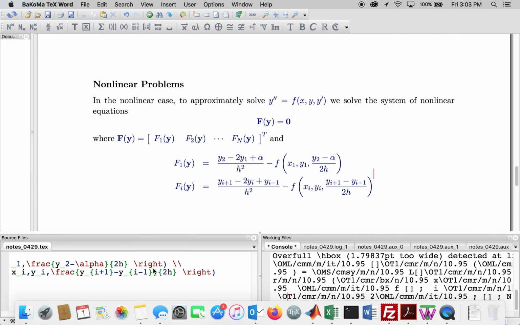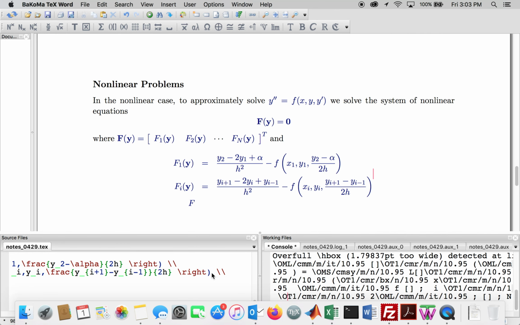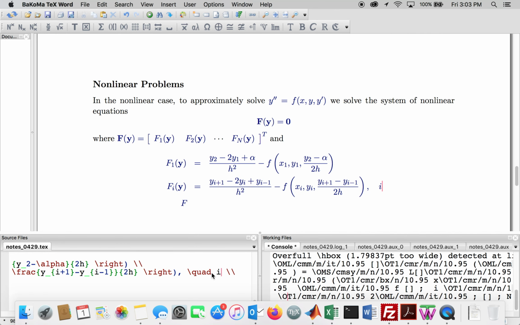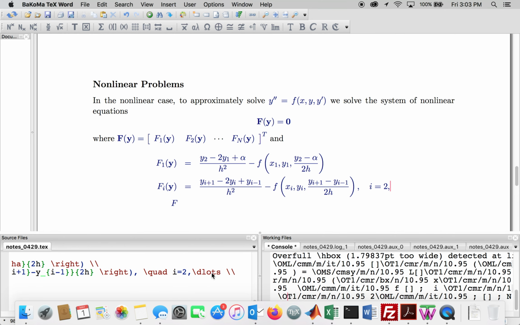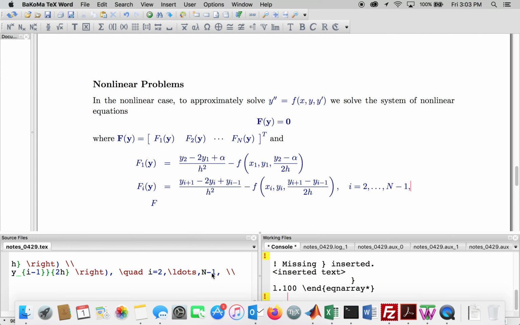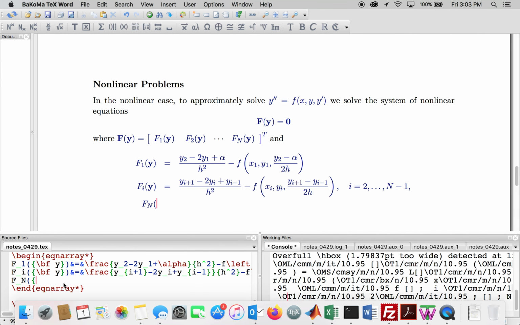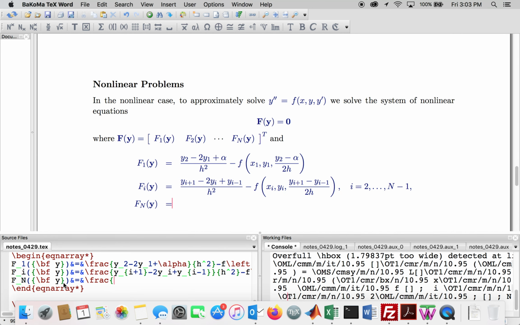Alright, and then, because now these equations do not deal with the boundary conditions because they're too far interior, I'll make a note that this equation applies for i equal 2 up to n minus 1. And then finally, the last equation, which needs to take into account the boundary condition on the right.